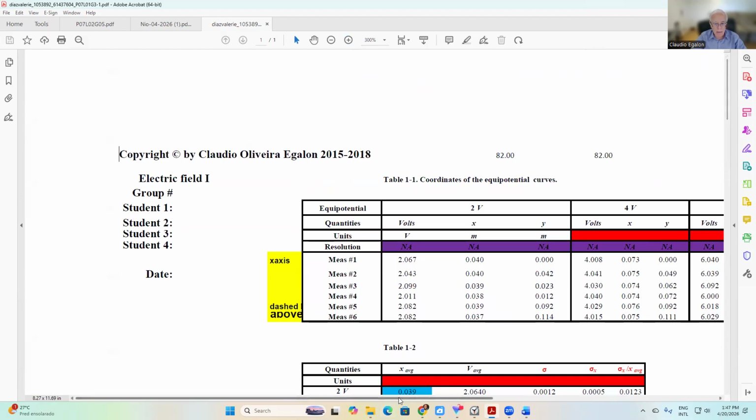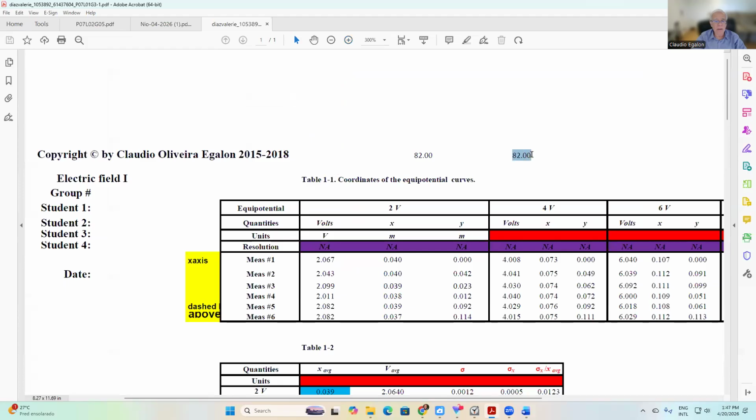How much did this guy get? This student got 82% in the lab report. Okay, here's my copyright symbol, right? Everywhere where you missed something, there is a color code, with the exception of this line. This line here doesn't mean anything. You didn't miss anything here, okay? Let me get this student in. There's nobody here? Okay.